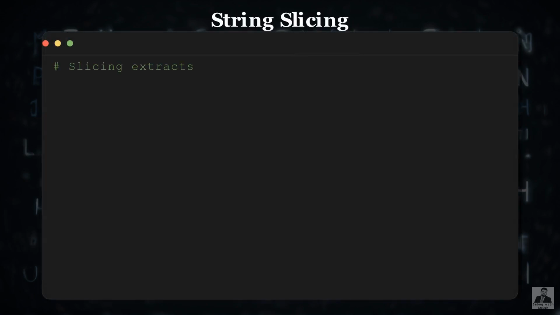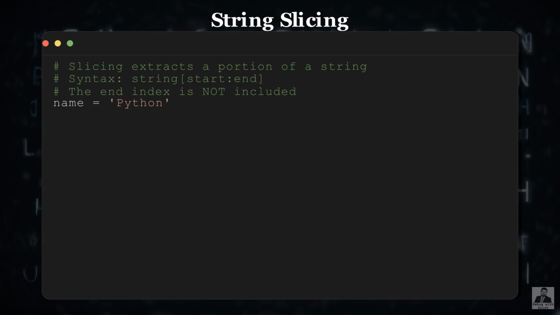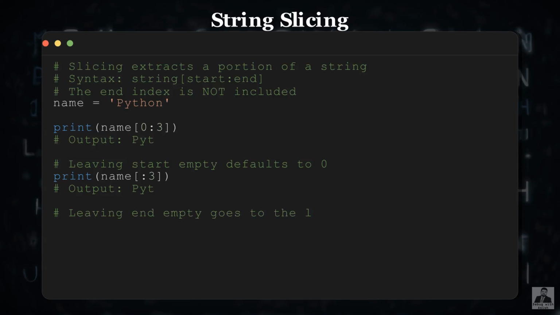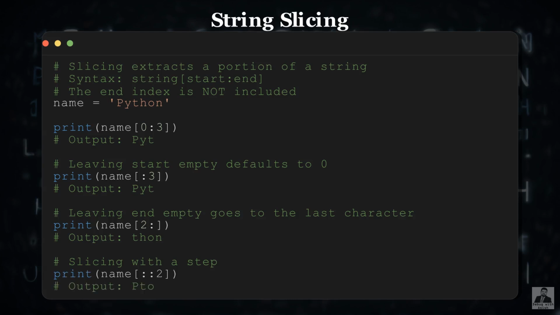Slicing lets you extract a section of a string. The syntax is the variable name, then inside square brackets a start index, a colon, and an end index. The end index is not included in the result, so 0 to 3 gives us the characters at positions 0, 1, and 2, which is PYT. Leaving the start empty defaults to 0. Leaving the end empty goes all the way to the last character. You can also add a third number after a second colon to set a step. A step of 2 skips every other character.